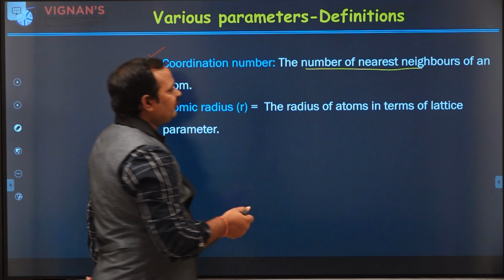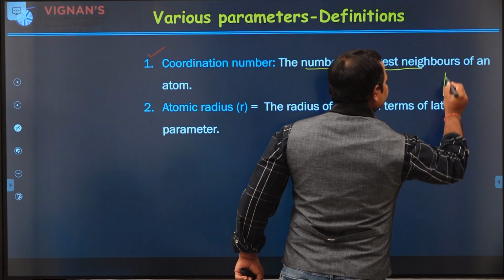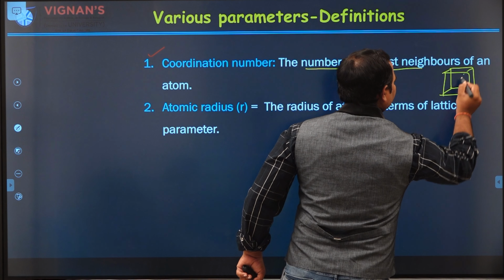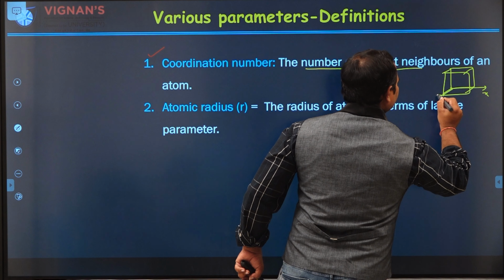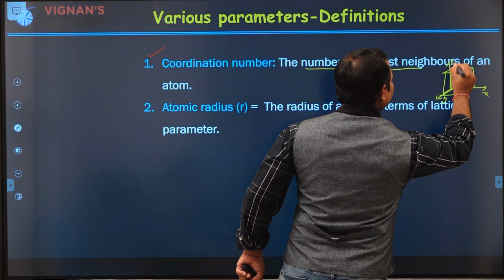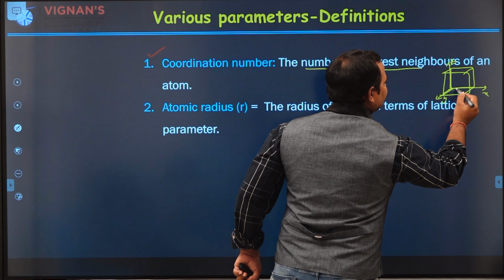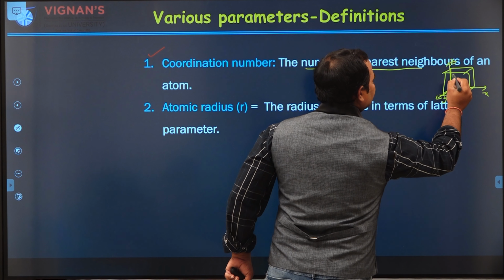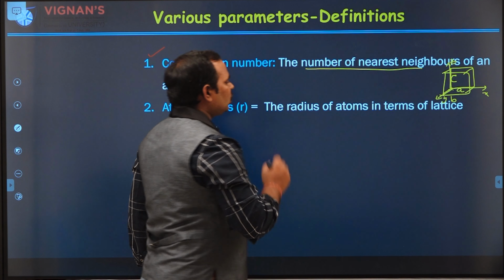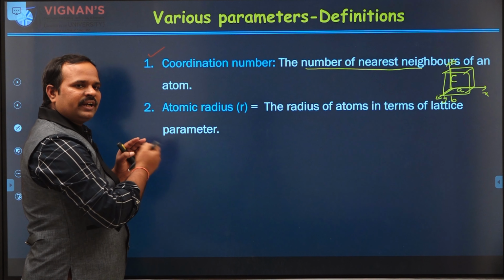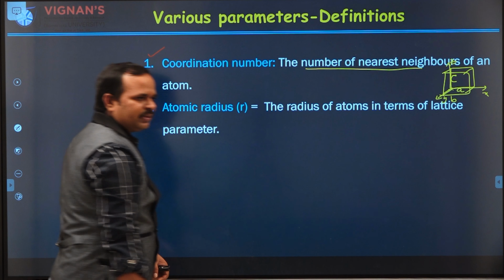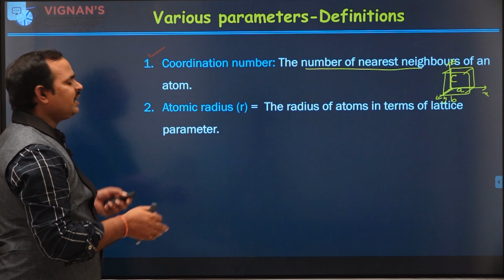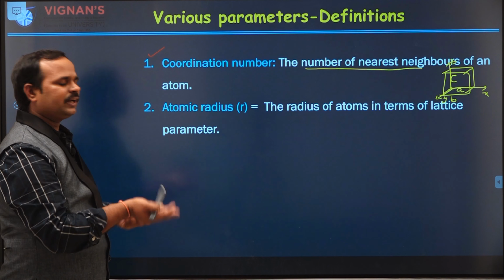As we know, every unit cell has lattice parameters. This is a unit cell. The lattice parameter along the x-axis is A, along the y-axis is B, and along the z-axis is C. So we find the atomic radius in terms of the lattice parameters, so that we can estimate the crystal properties in terms of the lattice parameter as well as the atomic radius.